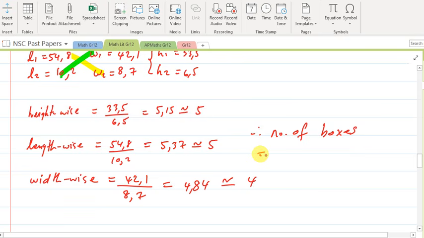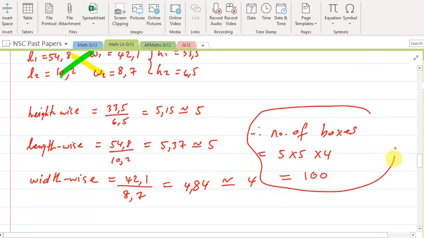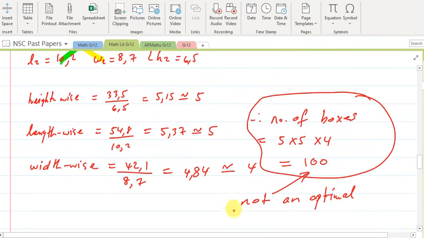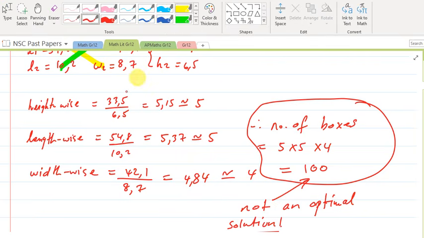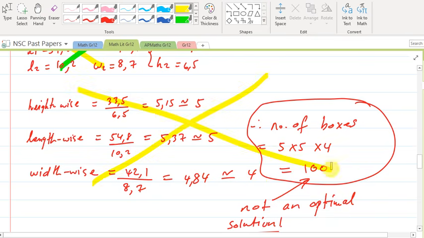Which is clearly not an optimal solution, right? It is not an optimal solution. It is not maximizing the space. So this method will definitely be wrong, so we cannot do this. This here would definitely be wrong. We have to select this option here because we can pack more boxes. It is more compact than this one over here. I hope you understand, guys. Thank you.